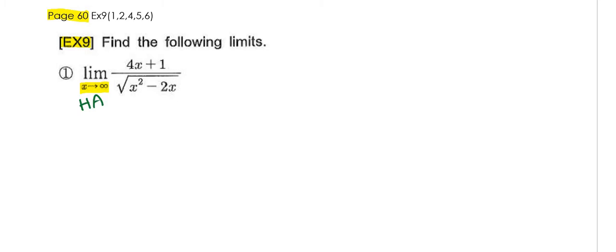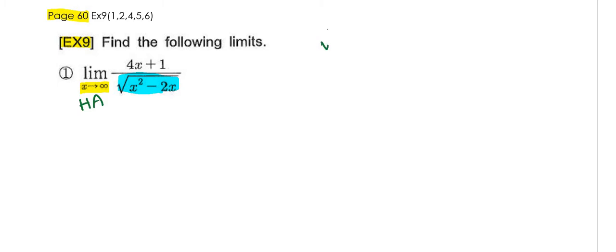Now, for the questions on page 60, example number 9, the theme here is now we have a square root. It's somewhere in the problem. The square root might be on the denominator. It might be on the numerator. Regardless of where the square root is in the problem, we need to apply some different techniques and strategies to break it down. Before I actually start breaking down this problem, there's a few ideas that I would like to go over with you before we start this problem.